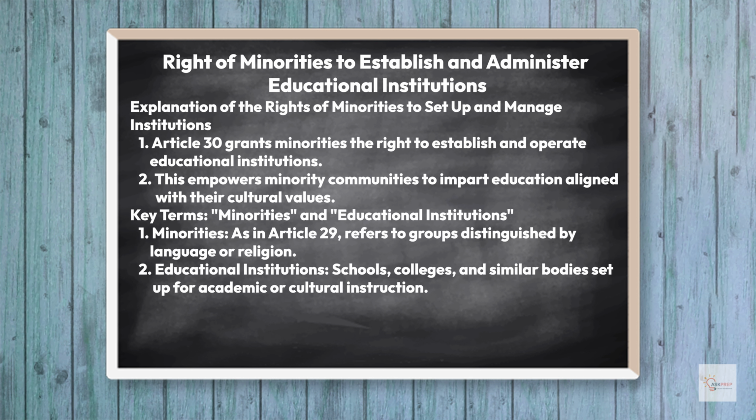Key terms: minorities and educational institutions. Minorities, as in Article 29, refers to groups distinguished by language or religion. Educational institutions are schools, colleges, and similar bodies set up for academic or cultural instruction.